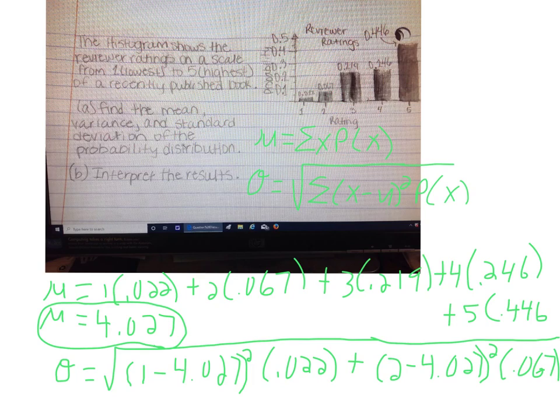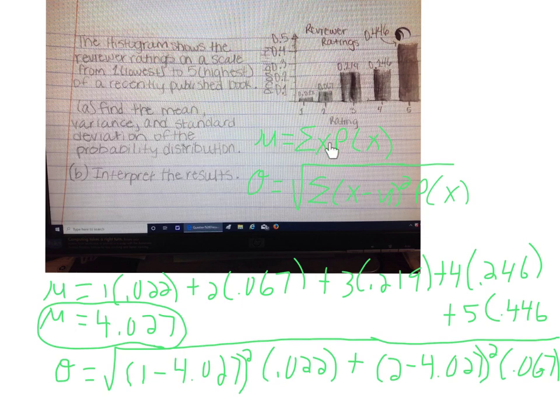So I saw your question on the discussion board here. You're given this histogram, or bar graph it looks like, that shows reviewer rating from 1 (lowest) to 5 (highest) on a recently published book. And I guess this is the rating and the probability is given here. Like for a rating of 4, I guess 0.246 of people gave it that rating. Then 0.446, etc. I guess those probabilities sum to 1.